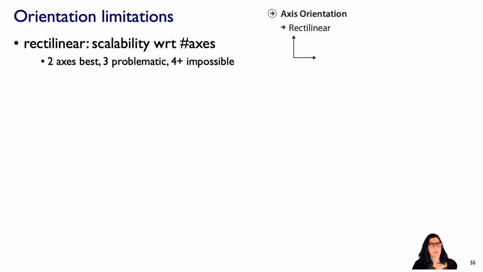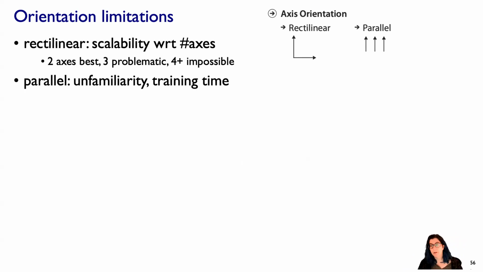So thinking about the limits of orientations, with rectilinear, the big limit is the number of axes. 2 is great. We'll talk later about why 3 is actually extremely tricky because of the human perceptual system again. 3D depth is not the same as these nice aligned positions in horizontal and vertical. And 4 or more is impossible. Of course, you can do interesting and fun things with mathematical visualization of four-dimensional objects. I even did that back in the day in the 90s. But it's not straightforward the way it is for a standard rectilinear coordinate system. Now, with parallel coordinates, it is unfamiliar to many people. It is possible to train, but that will take some time and energy.